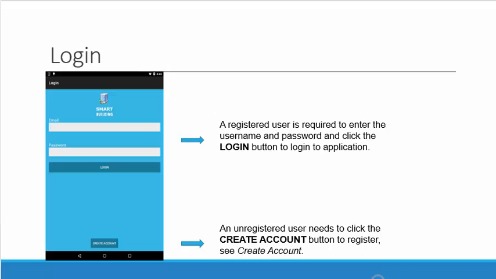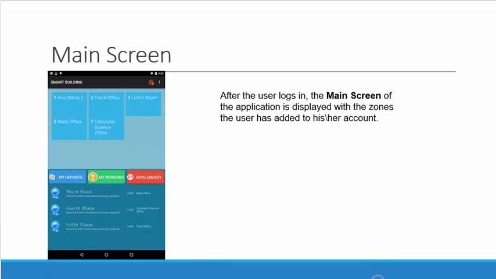To log into the application, a registered user is required to enter the username and password and click the login button. If the user is not registered, the user can click on the Create Account button at the bottom of the screen to register his account. After the user logs in, he will see his main screen, which displays all the zones the user has added to his or her account previously.